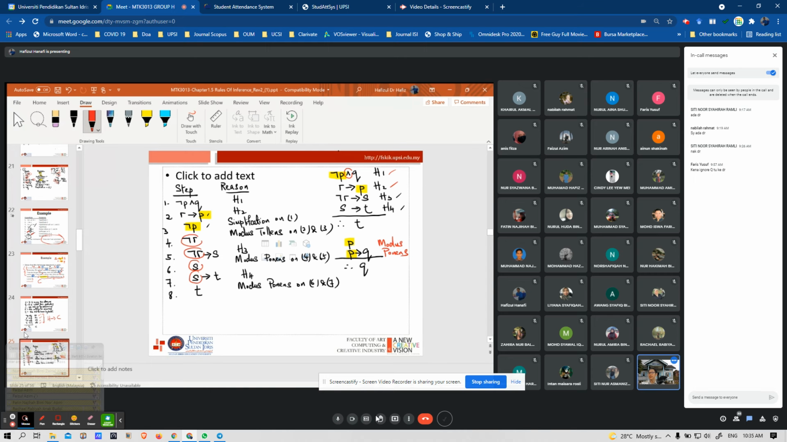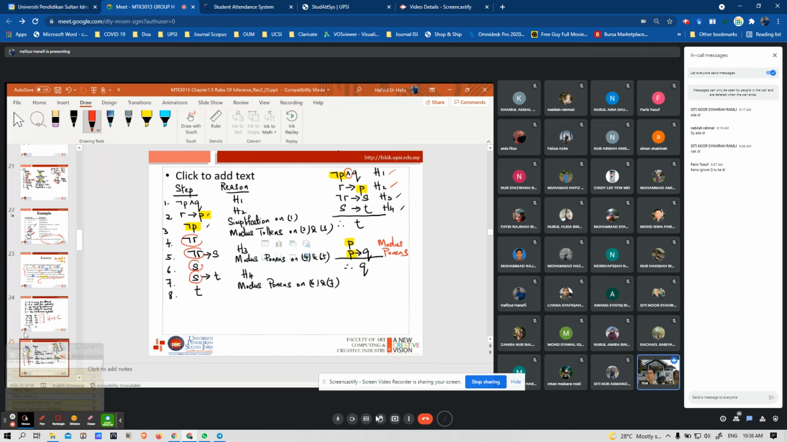Modus ponens. For H1 and H2, we do the simplification on 1. Okay, we simplified, and then we have negate P. We do modus tollens on 2 and 3, and then we get negate R, which is H3.